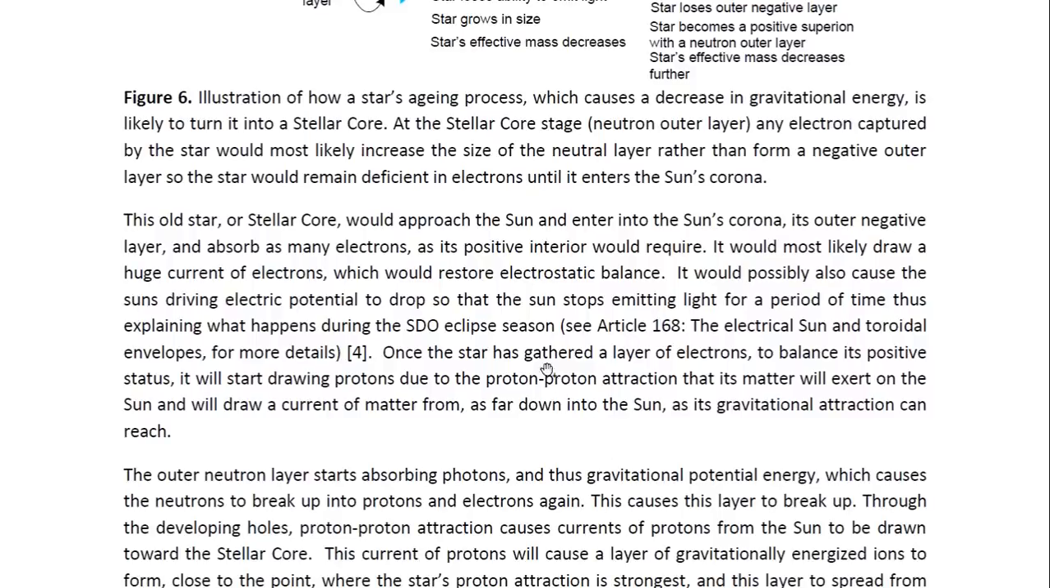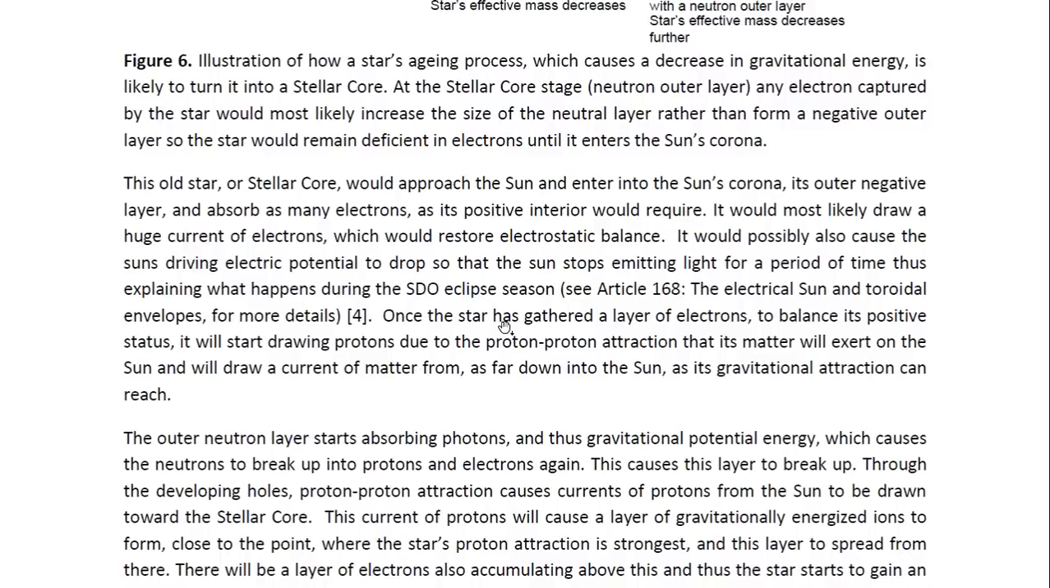So this old star or stellar core, when it approached the sun, would enter into the sun's corona and its outer negative layer, and absorb as many electrons as its positive interior would require to be in balance. It would most likely draw a huge current of electrons, which would restore electrostatic balance to the star. It would possibly also cause the sun's driving electric potential to drop, so that the sun stops emitting light for a period of time, thus explaining what happens during the STO eclipse season when the sun actually goes dark.